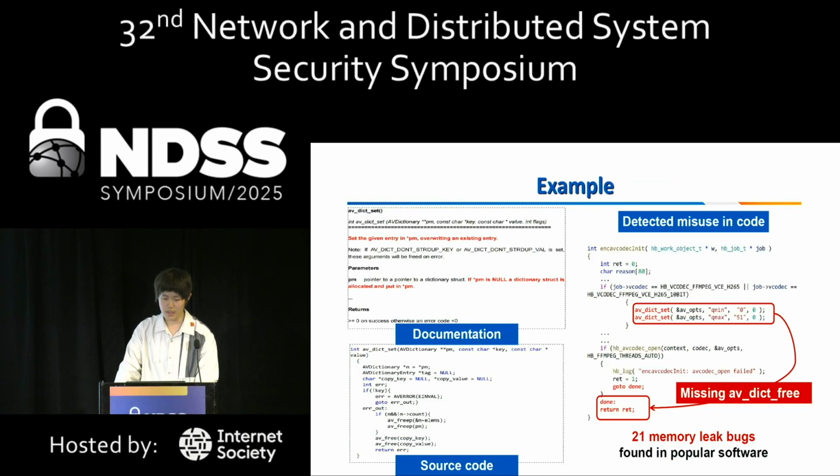Another detected pair is avdict_set and avdict_free. From the documentation and the source code, we find avdict_set performs allocation, which needs to be freed using avdict_free when the program ends. One of the bugs is shown on the right, where the code snippet missed calling avdict_free to free the object allocated by avdict_set. 21 memory leak bugs like this are found in one popular software.